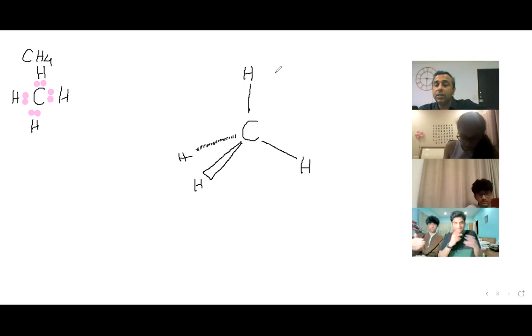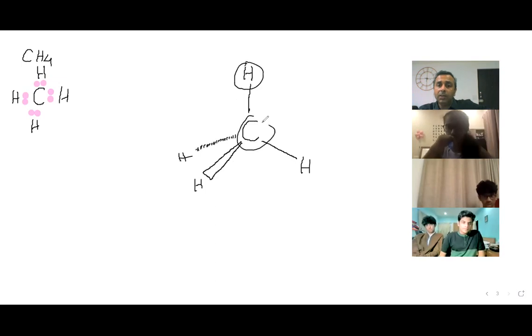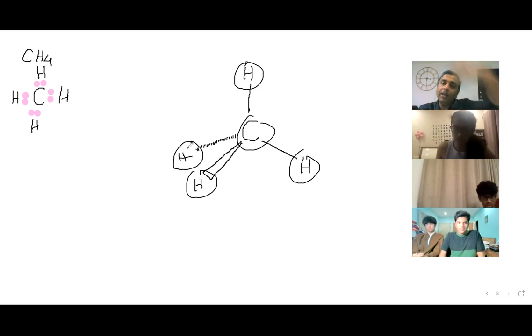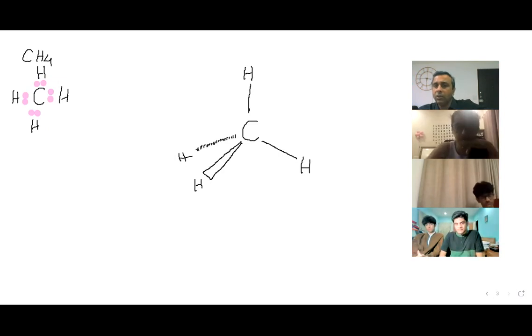Okay, so this is a three-dimensional structure of a tetrahedral shape. So these two atoms are in the plane of the laptop screen. This one is out of the laptop screen, in the air, coming out of the screen. And this one is also in the air, but behind the laptop screen. Does anyone have any questions? Has anybody not understood this shape?